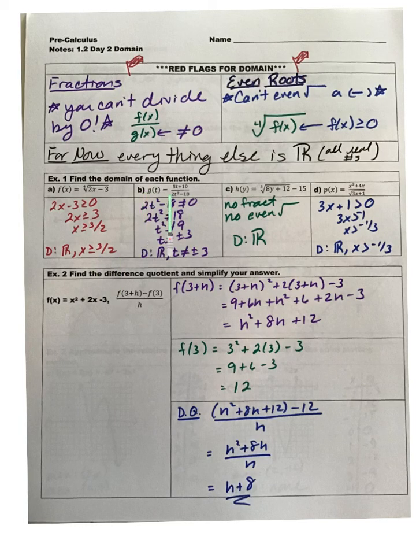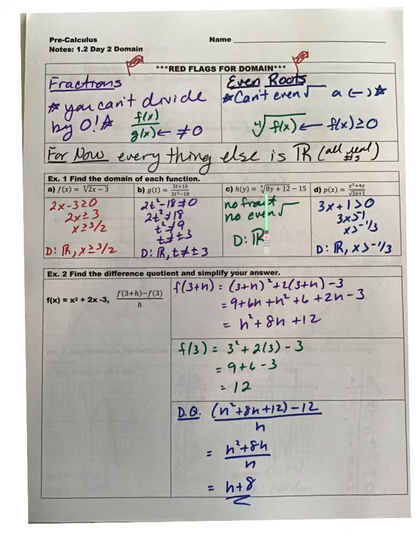All right, so for B, I look at this function and go, ooh, do I have a fraction? Yes. Do I have an even root? No. So all I have to worry about is the fact that I can't divide by 0. So the denominator, 2t squared minus 18, cannot equal 0. So add 18, divide by 2, take the square root of both sides, and t cannot equal plus or minus 3. Remember, anytime you yourself take the square root, it's a plus or minus. So domain, all real numbers except t cannot equal plus or minus 3.